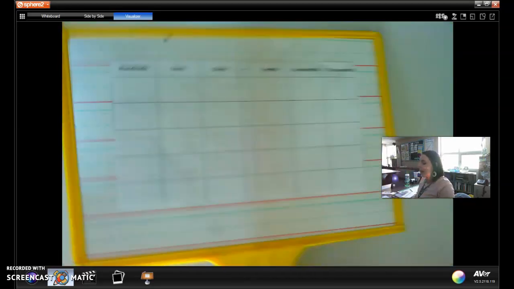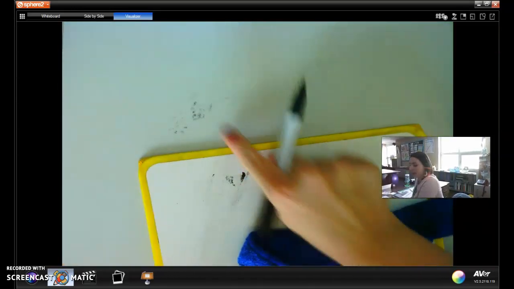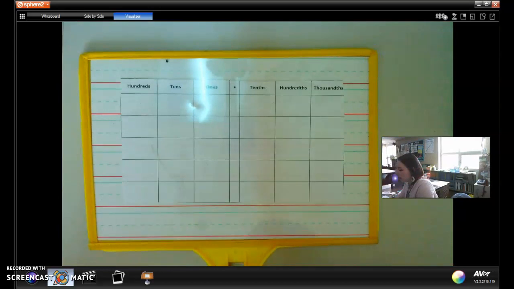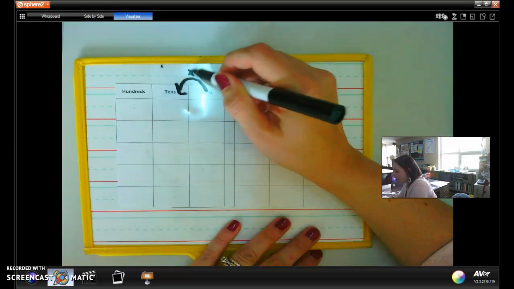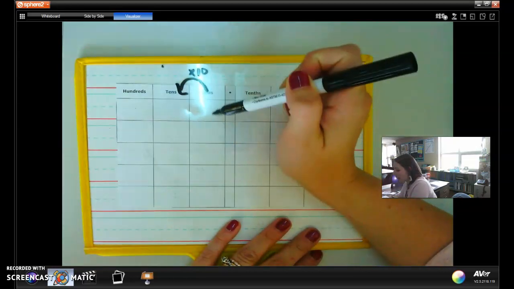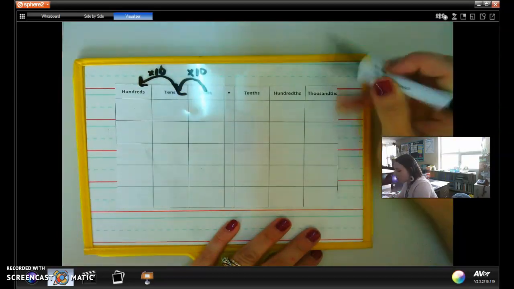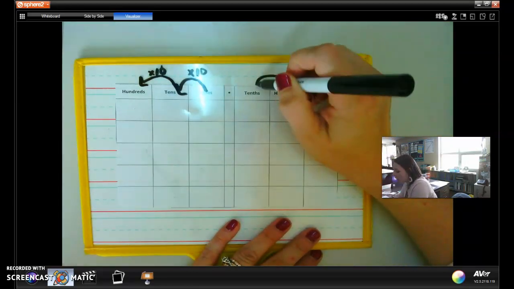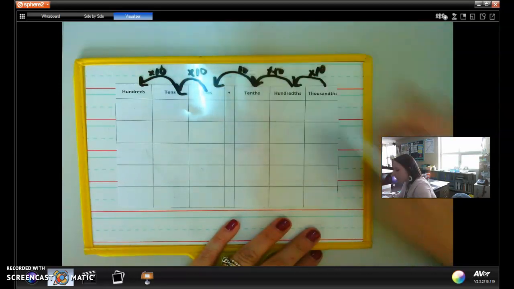So with that being said, I'm going to erase this because I don't want to make a mess on my table here. Looking at our clean slate on our place value chart, every time I go from one place value to another, I'm actually increasing it by 10. So from 1 to 10, I'm increasing it by 10. From 10 to 100, I'm also increasing it by 10. From the thousandths to the hundredths, I'm increasing it by 10. From the hundredths to the tenths, I'm increasing it by 10. And from the tenths to the ones, I'm increasing it by 10.